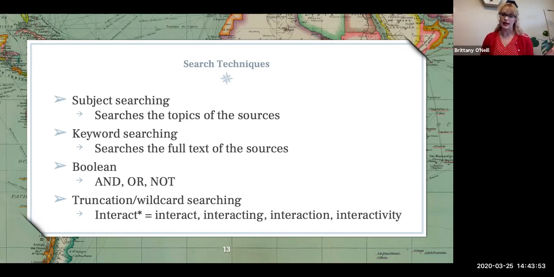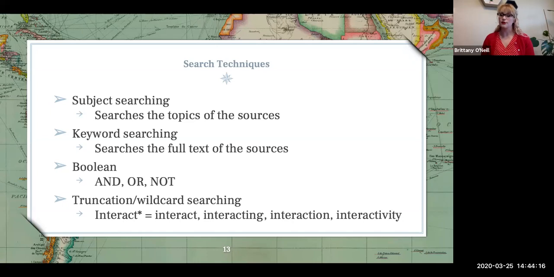Boolean is a strategy that you can use to either expand or limit your results. So you can search for "and" in between words. That's going to give you fewer, more specific results, or "or" is going to give you broader and more results. "Not" is going to throw stuff out. If you're getting things that are irrelevant, you can put "not" and throw out that keyword.